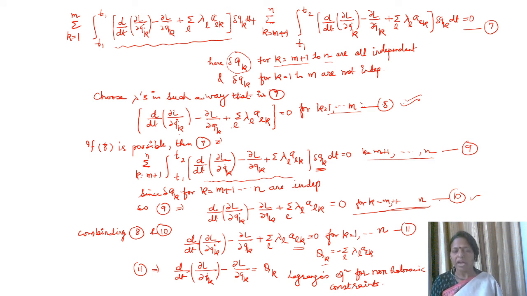So in the next lecture, I'll tell you how we apply this method to some dynamical problems. I'll discuss the case of a hoop which is rolling down a slope without slipping, and then we'll see how we use this Lagrange's multiplier method.